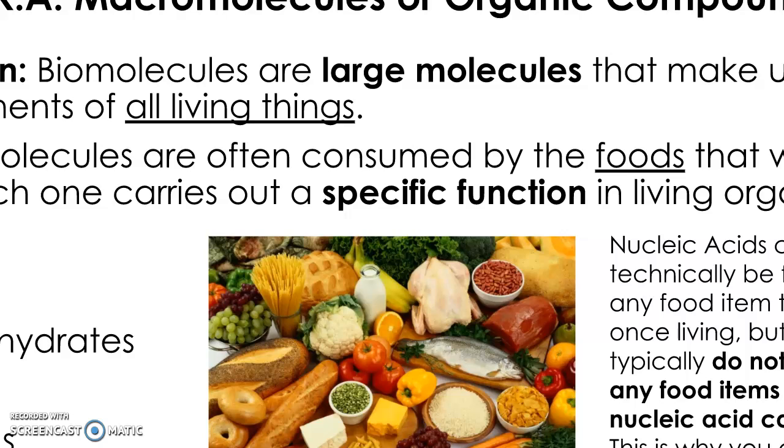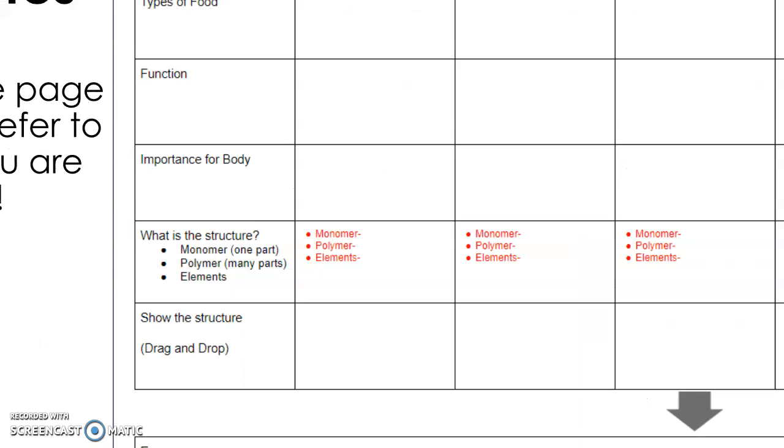Just as an FYI, nucleic acids can be found in any food item that was once living, but we really don't classify any food items in the nucleic acid category. That's why in the food labels, you don't actually see nucleic acid in it.